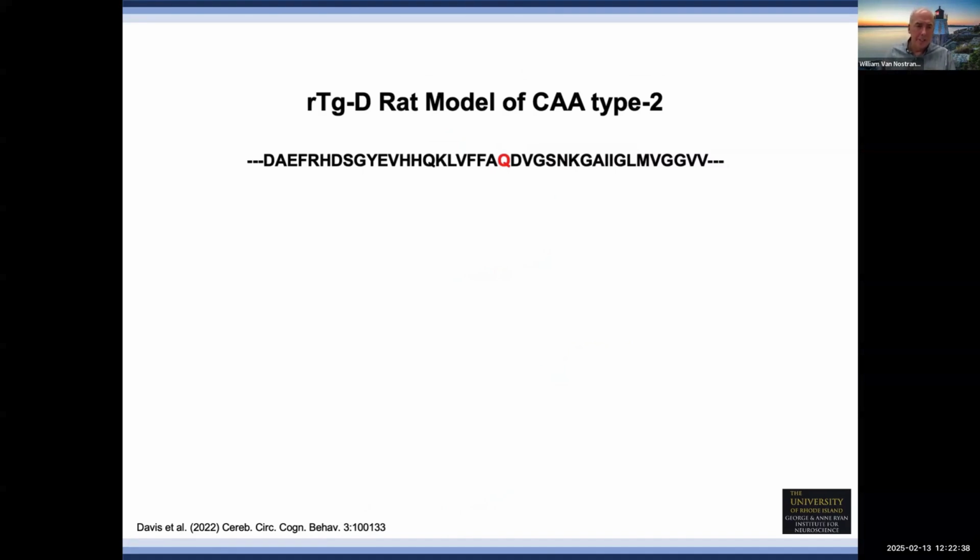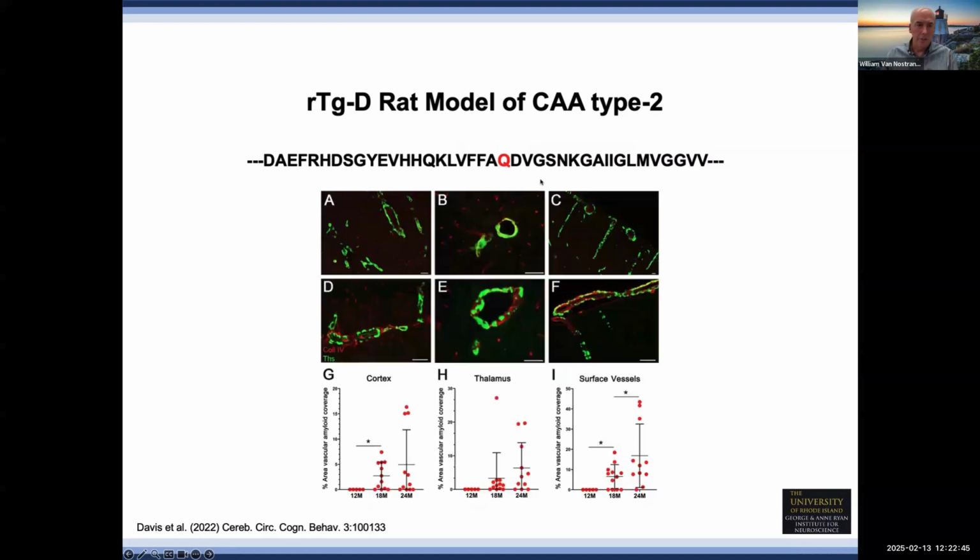So this again is the A beta peptide sequence. In this case, we're just now producing Dutch mutant A beta with the E22Q substitution. We showed that these rats actually develop cortical and thalamic as well as surface vessels. Here we have surface meningeal vessels and penetrating arterioles. And this is CAA type 2, again, stained with thioflavin S. You can see strong accumulation of vascular amyloid in these larger vessels. That's quantified down here over time.